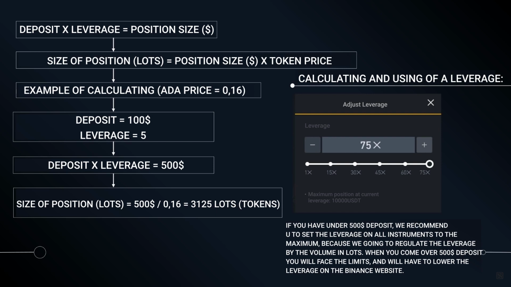So now we have to convert it to lots. How to calculate the volume in lots? This is very easy. We divide the volume that we just calculated in dollars by the price of the token. So in our example, we divide $500 by 0.16 and have 3,125 lots. So to open the position with the fifth leverage, if we open a long position, for example, we have to buy 3,125 lots.